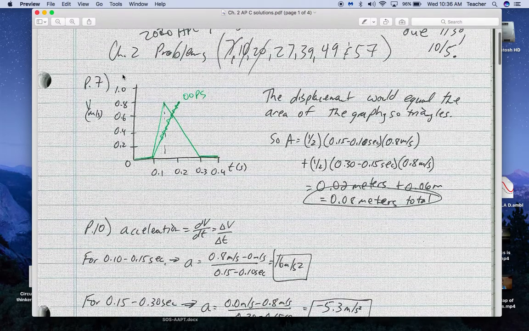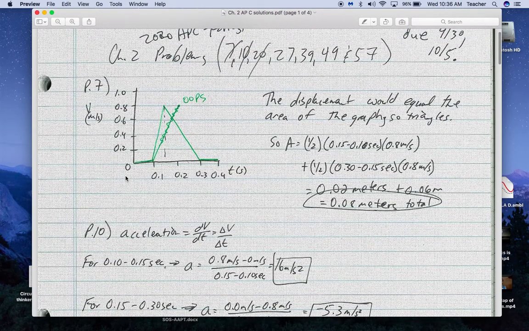At any rate, for problem number 7, it gave you a graph, and it was talking about that as a speed, velocity versus time for blood going up through an artery, maybe the aorta. This book has a lot of medical examples because it's designed for people who might go into medical school. So if we want to find out the displacement, we need the area of this triangle. There's a couple easier ways to do that. I did that a tough way.